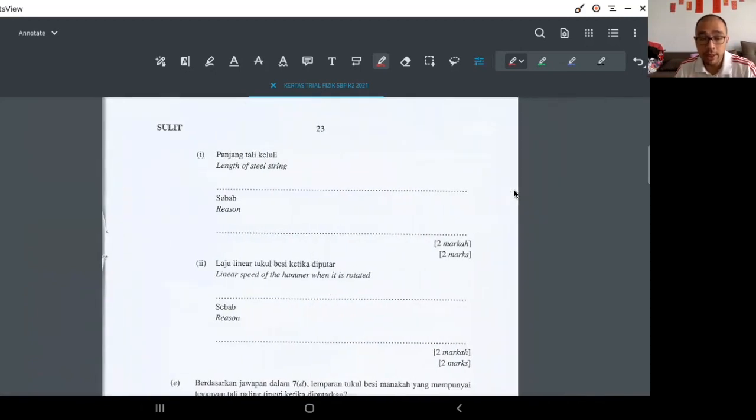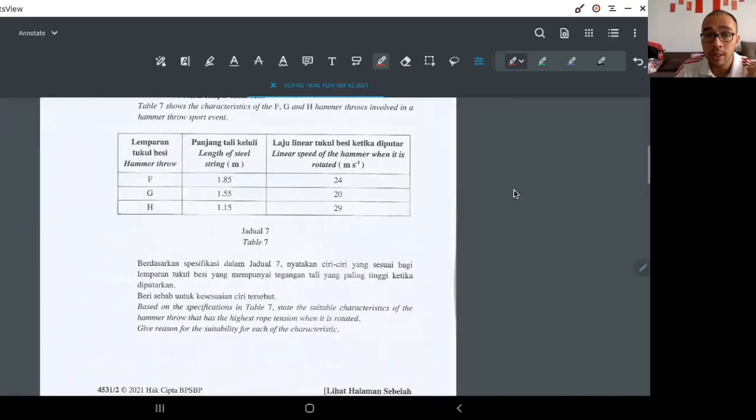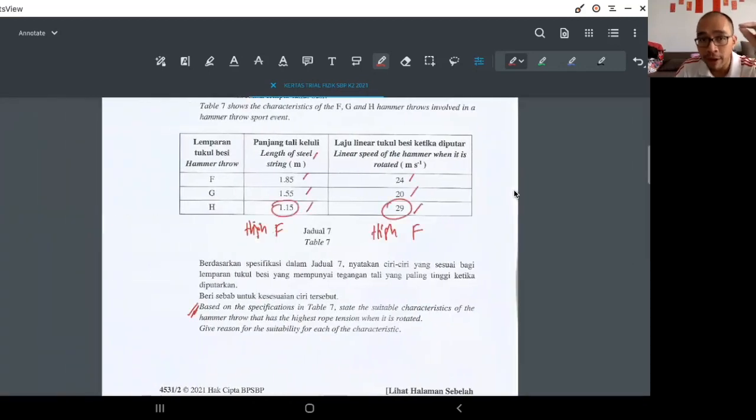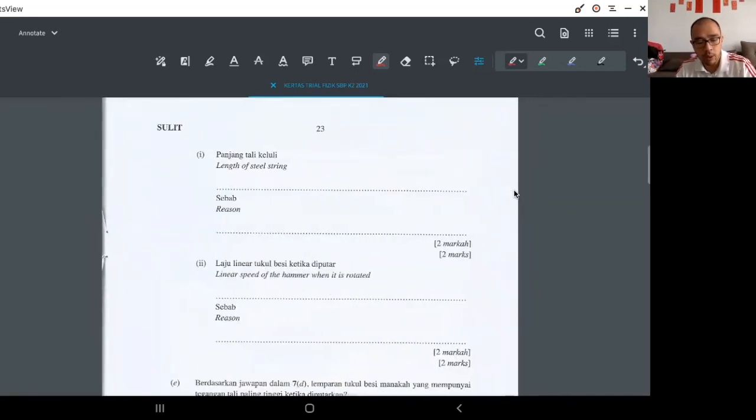So the length of the steel string, again, remember, do not write the number. Write bigger or smaller, higher or lower. Do not write the number. I know we want to use 1.15, but we say the length of the steel string is small. Small length, higher centripetal force. And the same thing for the linear speed.